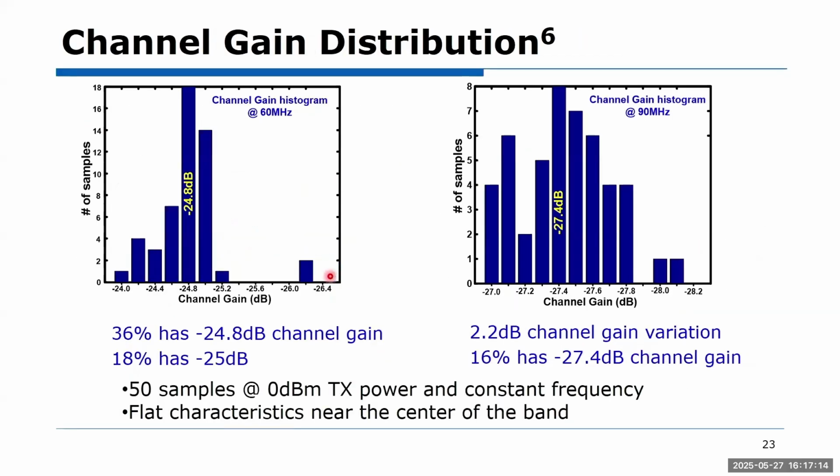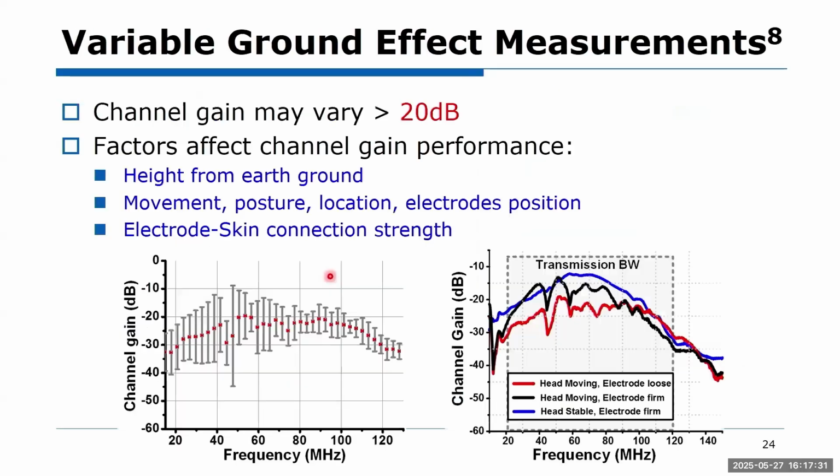The good news is that if you fix everything, the same subject, same day, same office, same location, same posture, then the path loss remains almost constant, within around 2.5 dB variation. But the bad news is, once you move around, which wearables will always be doing, or if you have a different subject, or even if you're on the ground floor versus the 10th floor, then the path loss characteristics change abruptly. There may be even 20 to 40 dB variations, which is not good.